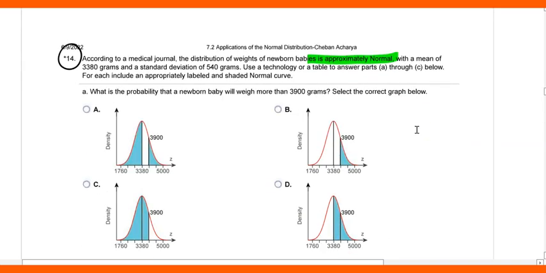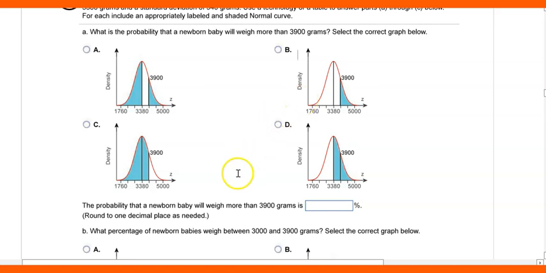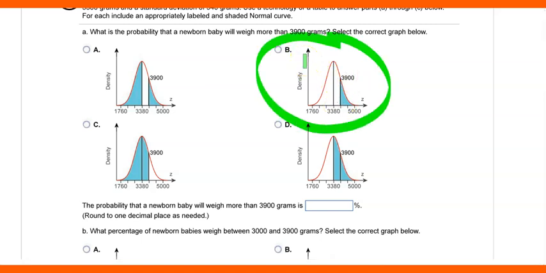Let's first answer part A. What is the probability that a newborn baby will weigh more than 3900 gram? We are looking for the shaded area which is on the right of 3900. Which one is correct? Of course this is the 3900. This point is mentioned at the top, therefore B is the right answer for the first part. This area represents the probability of the newborn baby weighing more than 3900 gram.